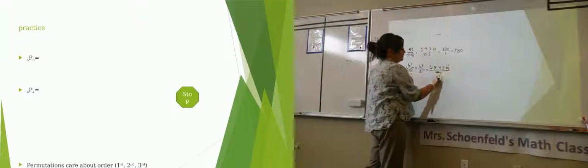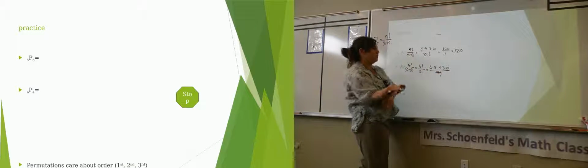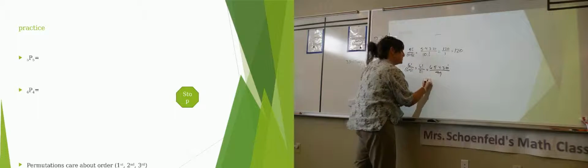So that's what's going to happen. They multiply to 1 and 1. So 6 times 5 times 4 times 3, 60 times 6, 360.